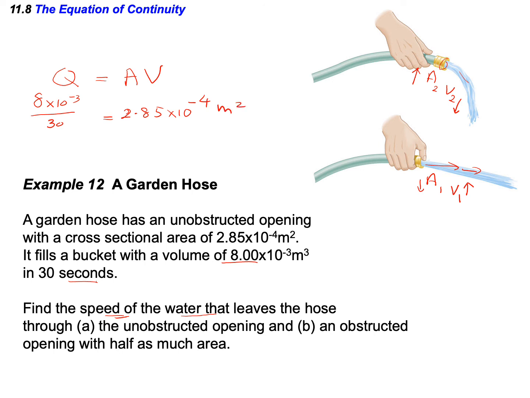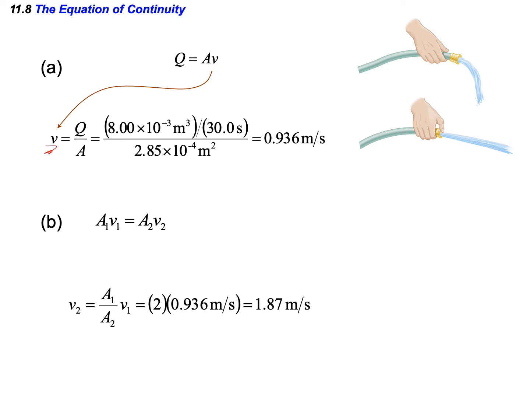Q is in cubic meters per second, area in square meters. So your final answer is in meters per second. V is the velocity of the water. When you solve that equation, for the unobstructed area, the water comes out at 0.936 meters per second. And part B says if you obstruct the opening, what is the speed?